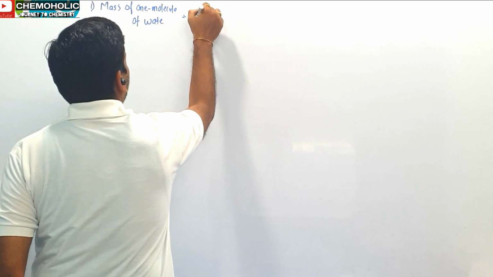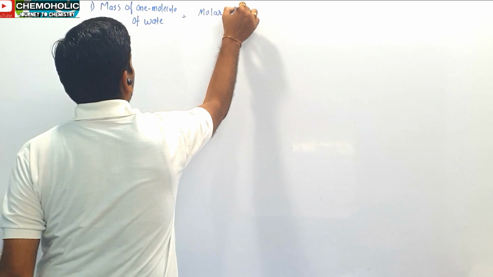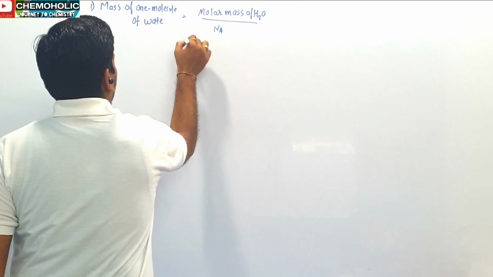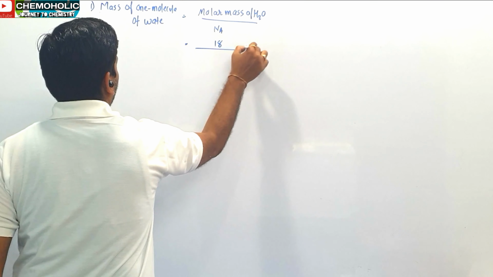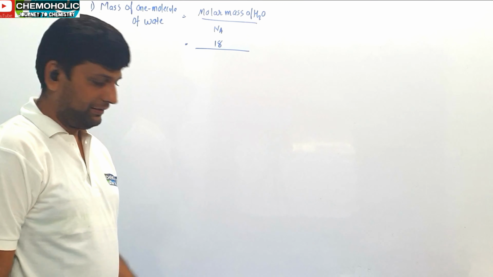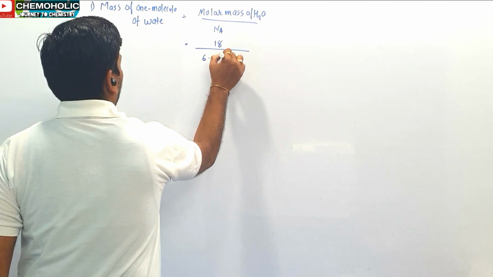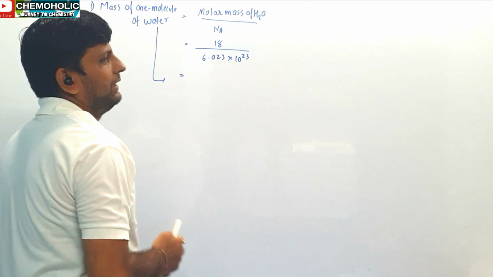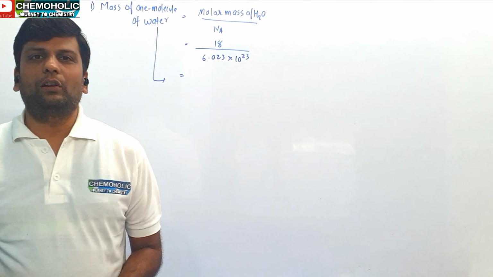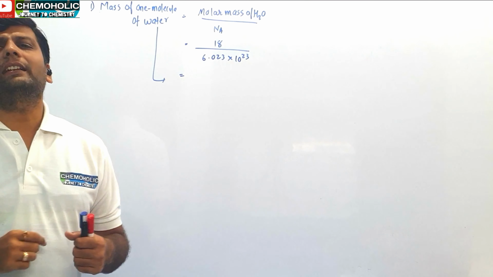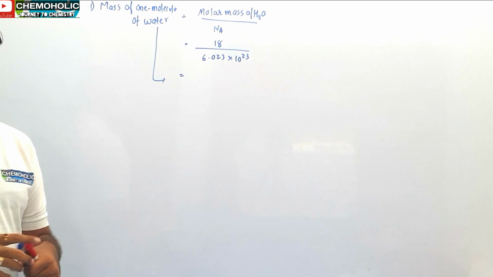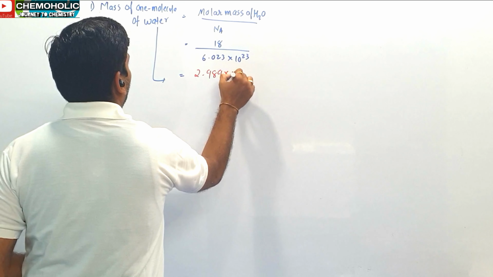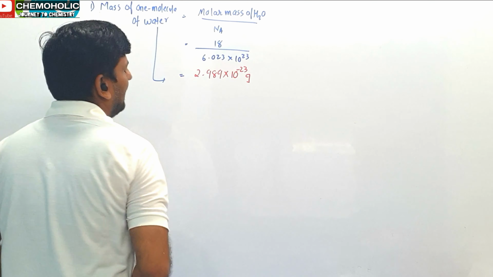It is equal to its molar mass, that is the molar mass of water, upon its Avogadro number. And what's the molar mass of water? Yes, of course, it's 18. What is Avogadro number? That also you know very well. It's 6.023 into 10 to the power 23. Hence, you will get the mass of 1 molecule of water. If you calculate it, the answer is 2.989 into 10 raised to minus 23 gram.